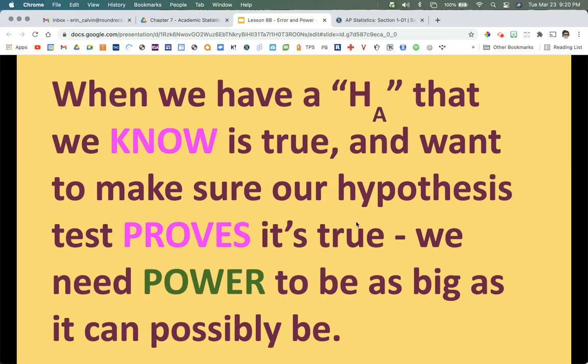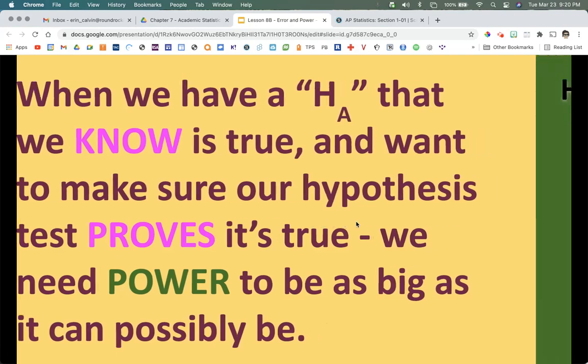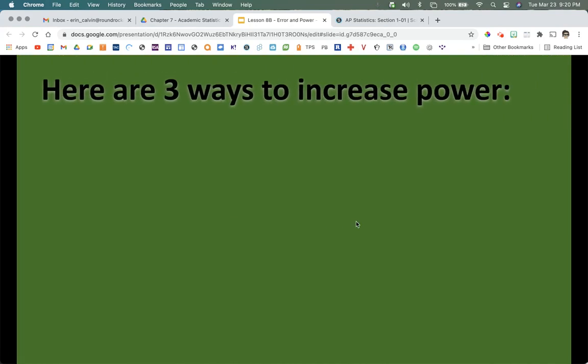So the whole idea behind power is that if we have an alternate that we know is true, or that we're very, very confident is true, and we want to make sure that our hypothesis test finds evidence that it's true, we need power to be as large as possible. We want that probability of correctly concluding the alternate is true to be as big as it can possibly be. So in that regard, there are 3 ways to increase power.